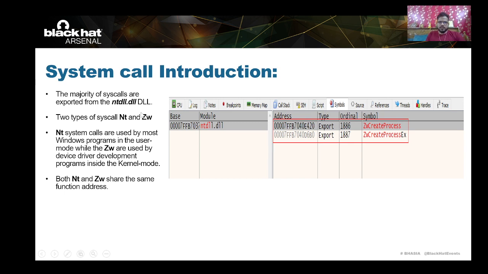So syscalls are basically exported from the ntdll.dll. There are two types, Nt and Zw. The Nt system calls are basically used in user mode, and the Zw are basically used for device driver development, that is present in kernel mode.